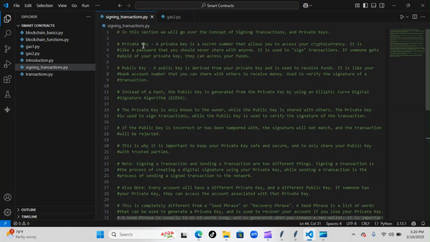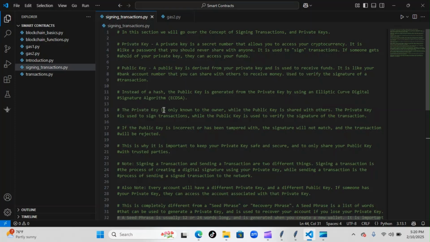The private key you never want to give out, and the public key is going to be used to verify your private key. So if you ever send a transaction, you're going to sign it with your private key, and if you send that transaction to someone, they're going to use the public key to verify that it came from you. So if the private key doesn't match the public key, then the transaction is no good and it won't go through. So instead of a hash, the public key is generated from the private key by using an elliptic curve digital signature algorithm, or ECDSA.